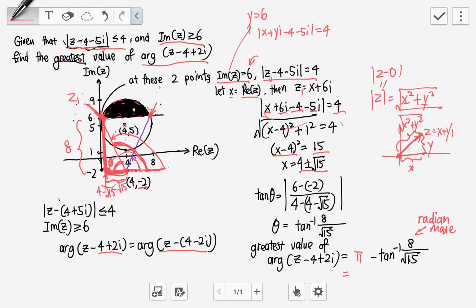And maybe I just calculate the value so that you could check the answer. Pi, that will take a while, but you can end the tutorial now if you want to. Mode radian, so nothing much, I'm just calculating the value. Pi minus tangent inverse 8 divided by root 15, and I get 2.02 radians.